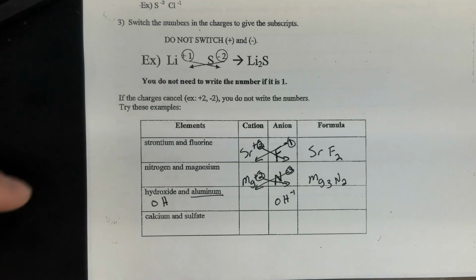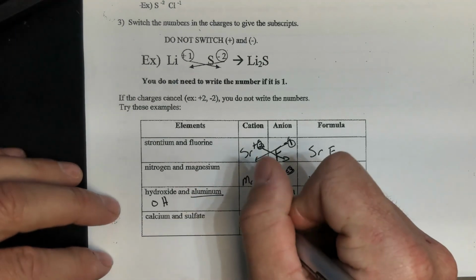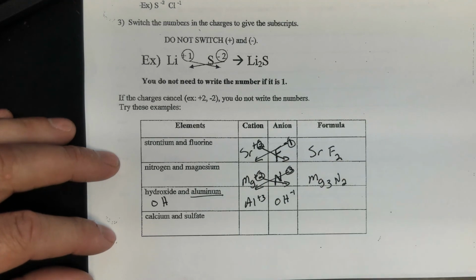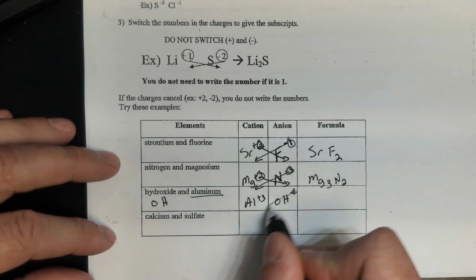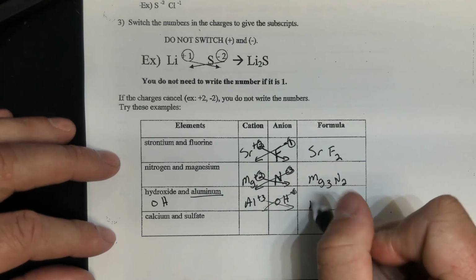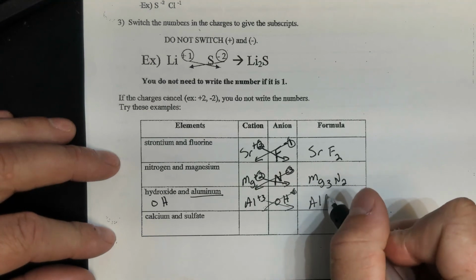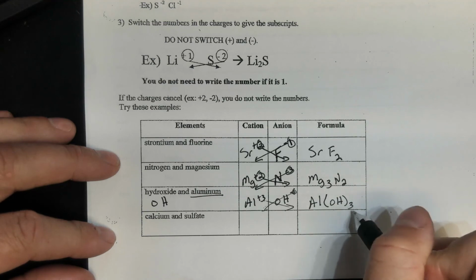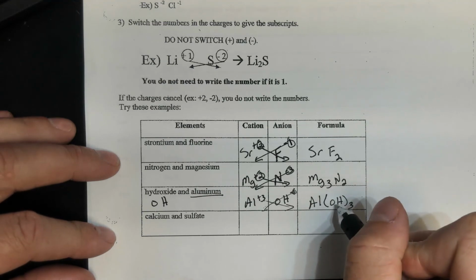Aluminum is in group 13. It's got 3 valence electrons. It wants to become a +3 cation. So we're going to take the numbers and flip them. So we're going to have Al, put a parenthesis since this is a polyatomic ion, OH. That means we have 3 OHs. Not 3 aluminums, just 3 OHs.